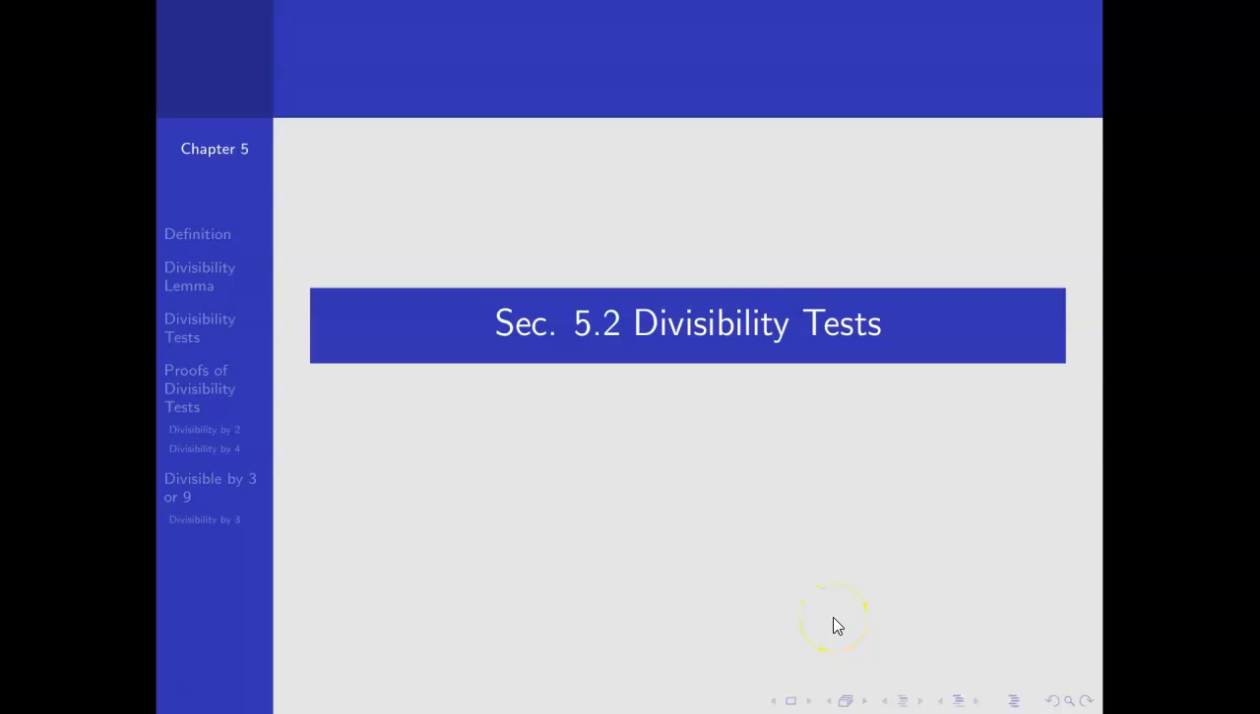Today's lecture is about divisibility tests. What we're going to be looking at is first the definition of divisible. We're going to look at some examples. We're going to see what that means both just with numbers and also with pictures.